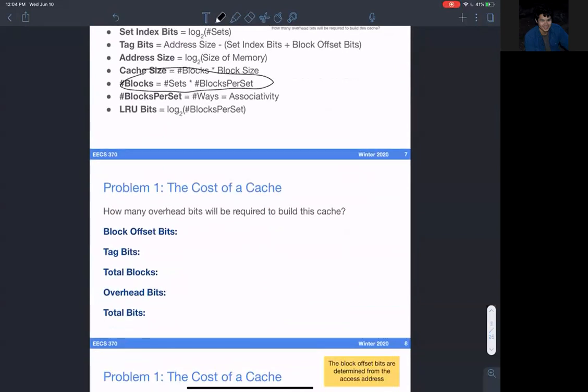So how many bits of the address are used for the block offset? Can anyone who is present in the discussion answer?